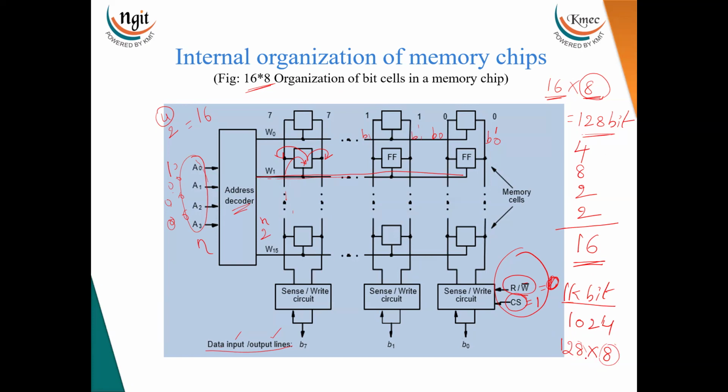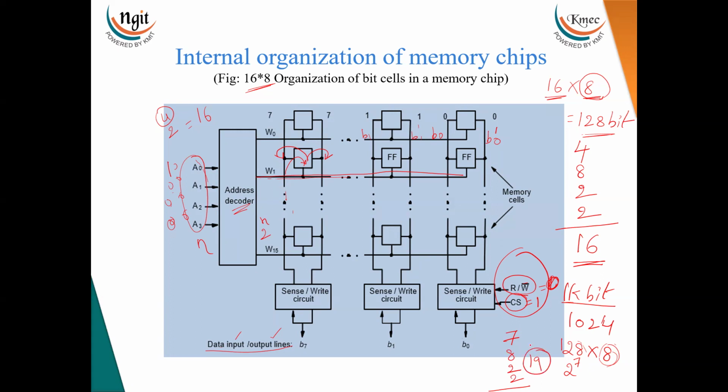Now for this, how many external connections are required? 128 can be written as 2 to the power of 7, and there are 8 data lines. So in total, 7 address lines, 8 data lines, 2 control signals and 2 power connections. So a total of 19 external connections are there.